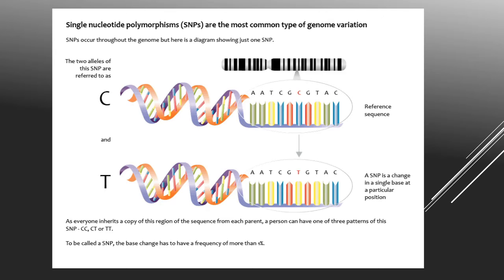As everyone has a copy of this region of sequence from each parent, a person can have one of 3 patterns of this SNP: CC, CT, or TT. To be called an SNP, the base change has to have a frequency of more than 1%.